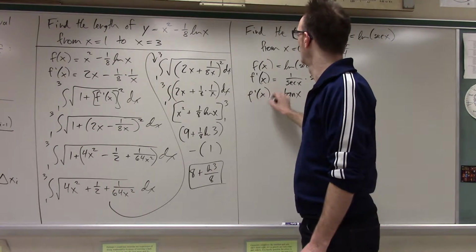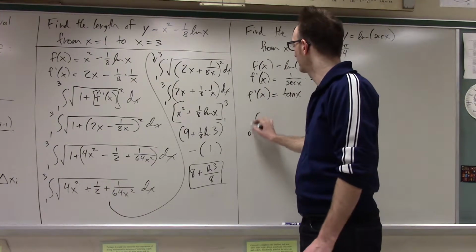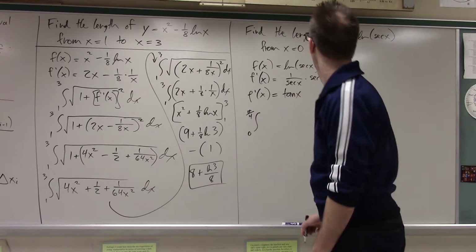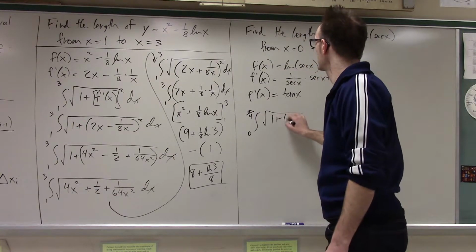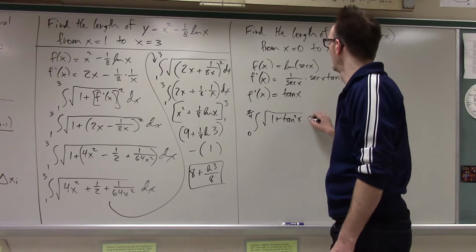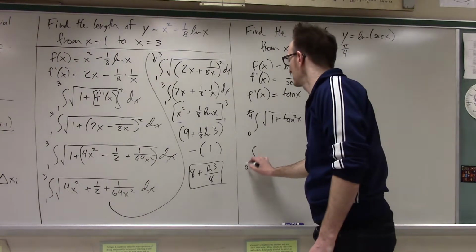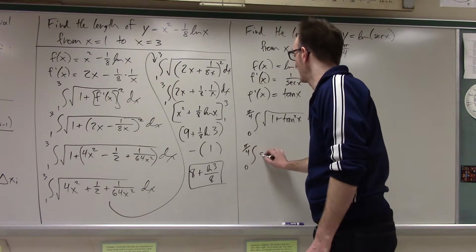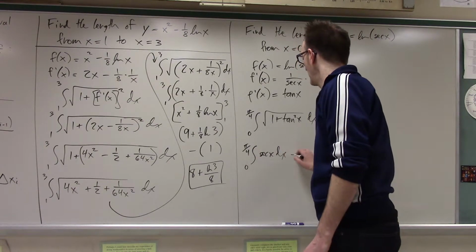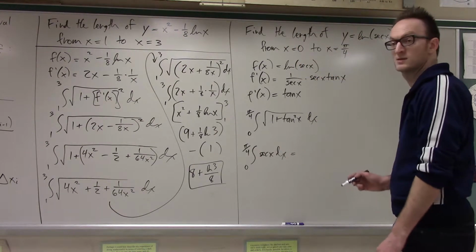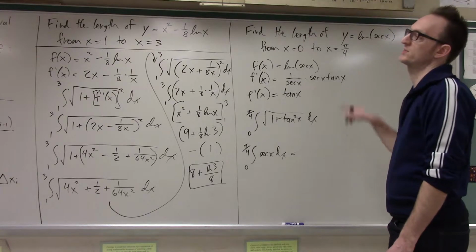And yeah, so this is the integral from 0 to pi over 4 of root 1 plus tan squared. Well, what do you know? That's just secant. So this is just the integral from 0 to pi over 4 of secant. And this one I just know, I guess. Do I just know this one? Yeah, you multiply by secant x plus tan x over secant x plus tan x.